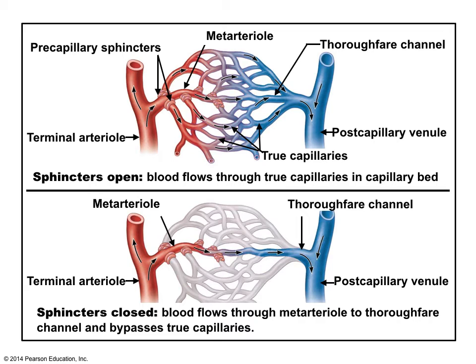When the sphincters are open, blood flows through the true capillaries in that capillary bed. When a shunt is created, the sphincters clamp down, so that blood is more readily shunted from the terminal arteriole through the metarteriole thoroughfare channel and out through the postcapillary venule, primarily bypassing most of the true capillary network.